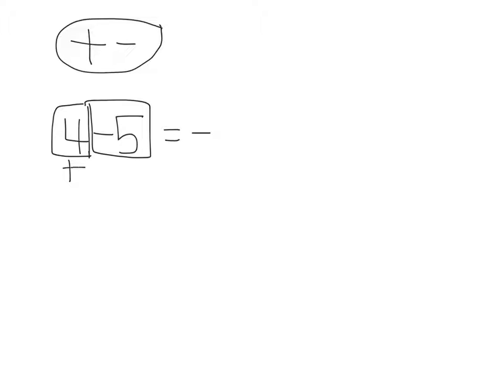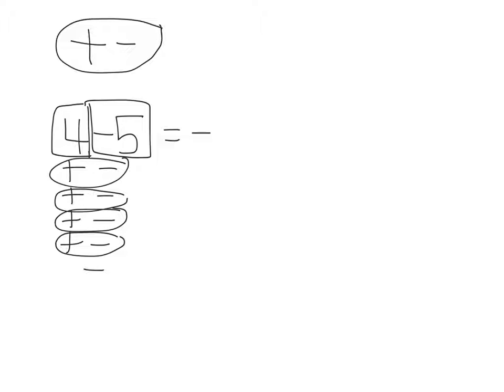For example, if I had 4 positives and 5 negatives, I know that 4 positives versus 5 negatives, there are more negatives than positives. So I know my answer is going to be negative. And if I want to draw it out as a helper, I would draw it out, make 0 pairs, and see what I'm left with. So 0, 0, 0, 0, and my answer would be -1.